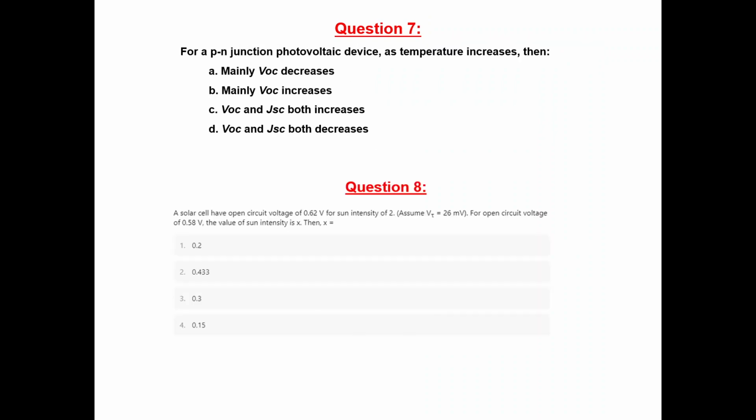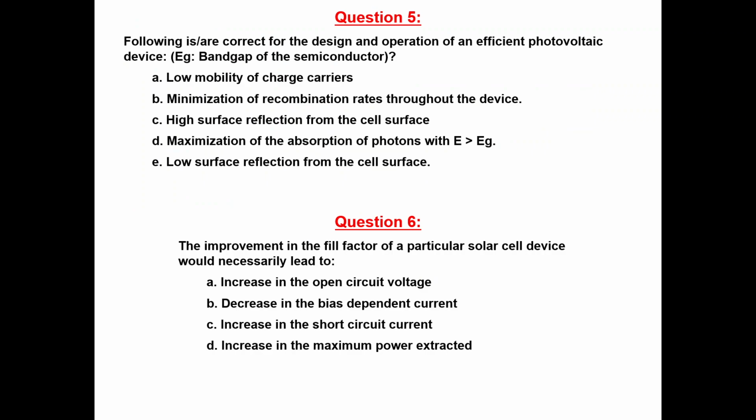These two, three questions are basic questions on the basis of concept. So, question number 5 is saying: the following are correct for the design and operation of an efficient photovoltaic device, where Eg is the band gap of the semiconductor. Low mobility of charge carriers should be there, or minimization of recombination rate throughout the device, or there should be high surface reflection from the cell surface, maximization of the absorption of photons with E greater than the band gap, low surface reflection from the cell surface. So among these, which are the correct?